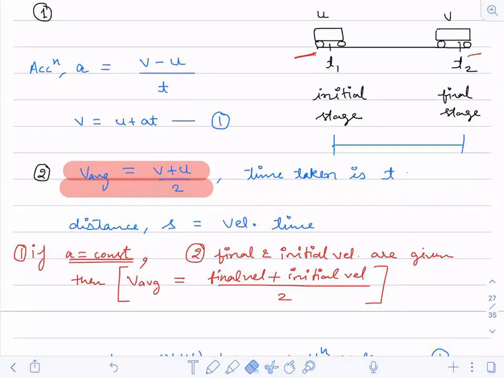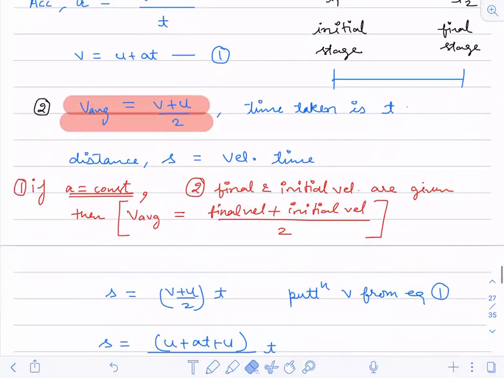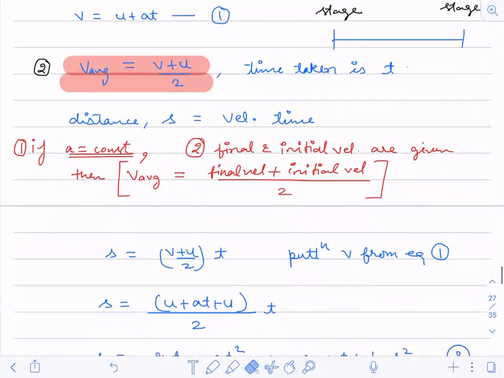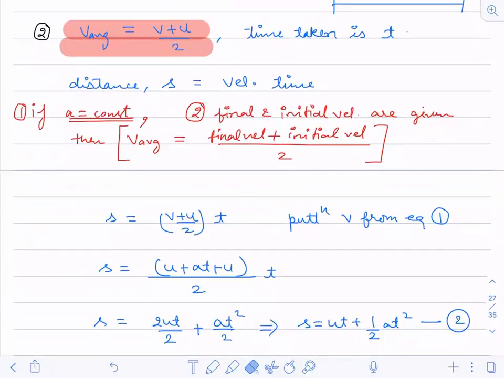Understood? So with this result, I'm directly using it because I don't want to go into the mathematics for you, as this will be too confusing. Too much mathematics is not involved for you. So the average velocity will be given as V plus U by 2. That's it. Fine.